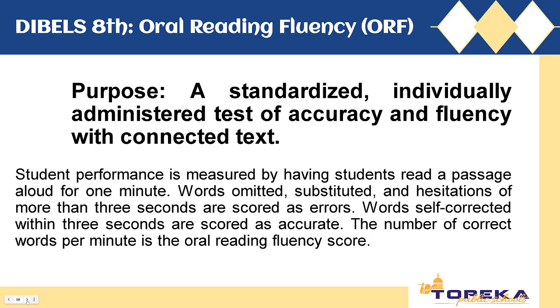So for example, a student reads 50 words. 50 is his or her score. Or a student reads 47 words. 47 would be his or her ORF reading score.